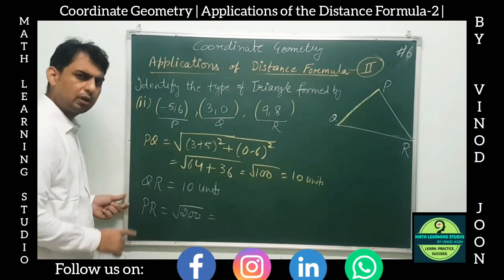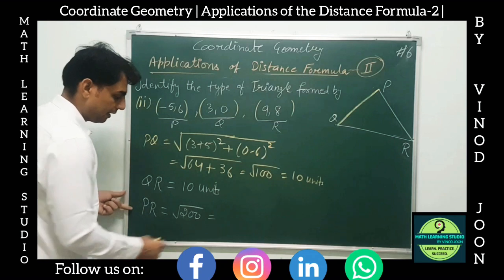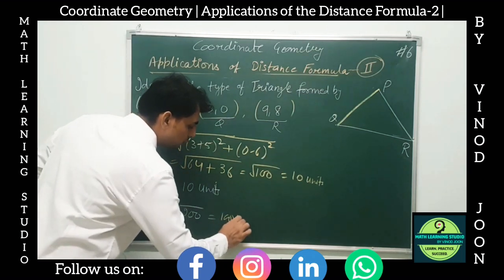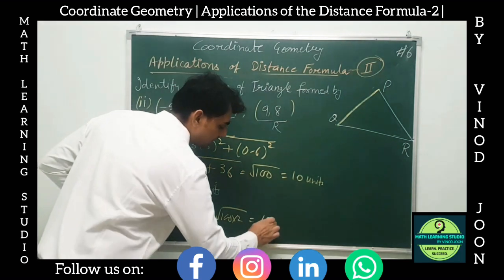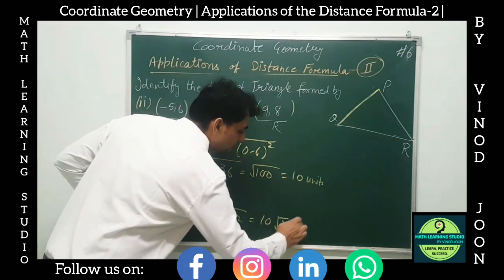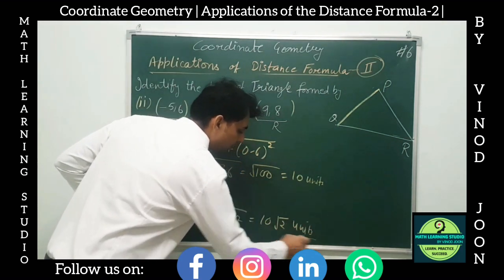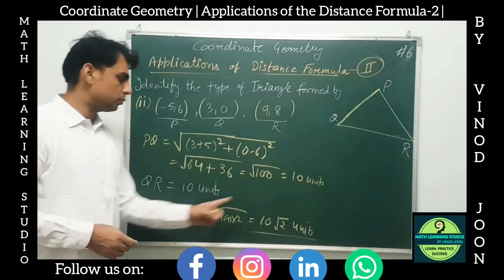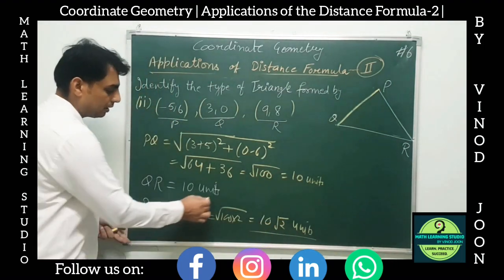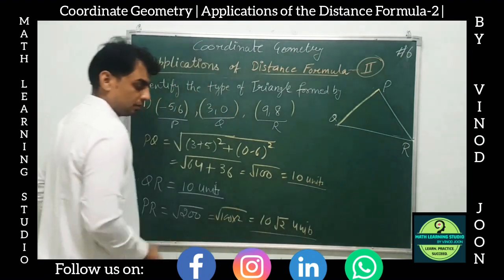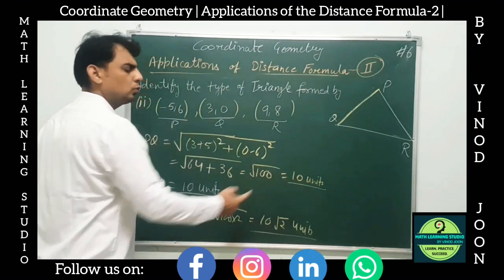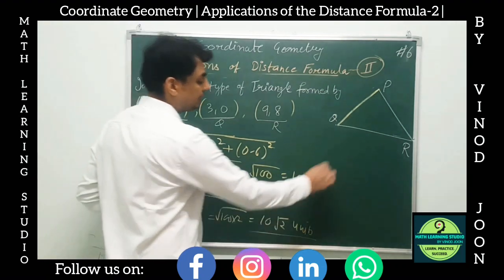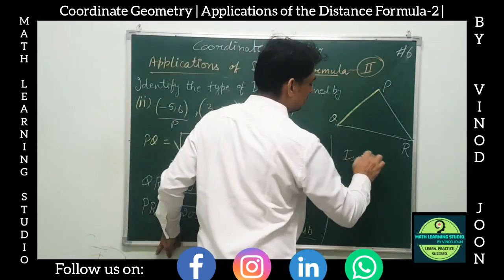Now this root 200 can be simplified and rewritten as root of 100 into 2. 100 into 2 means the square root of 100 is 10 out, and 10 root 2 units. Okay, so we got this. And it is very clear from these three sides that we have 10 units, 10 units, and 10 root 2 units. So 10 and 10, so we got two sides equal. So it is an isosceles triangle, right?